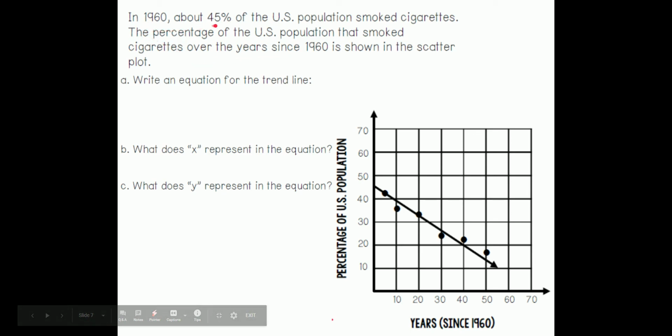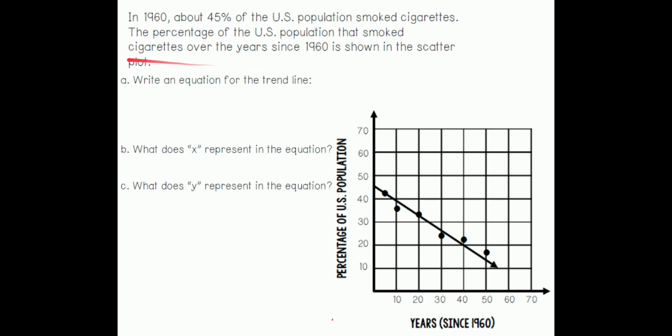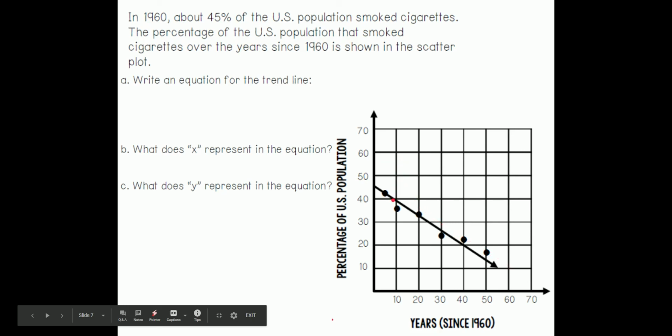In 1960, about 45% of the U.S. population smoked cigarettes. The percentage of the U.S. population that smoked cigarettes over the years since 1960 is shown in the scatterplot. As you can see, the number of smokers starting at 1960 starts off at 45 over here, because they say so, and it steadily goes down.